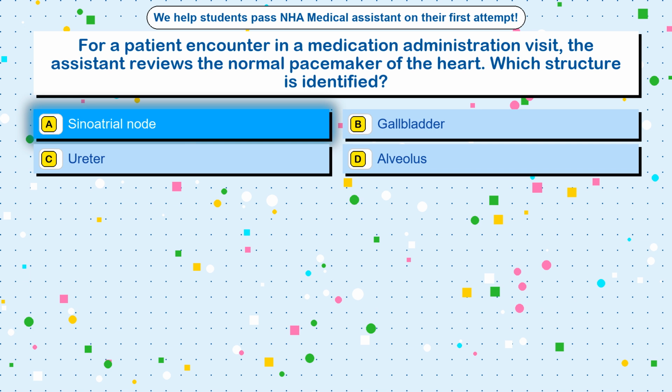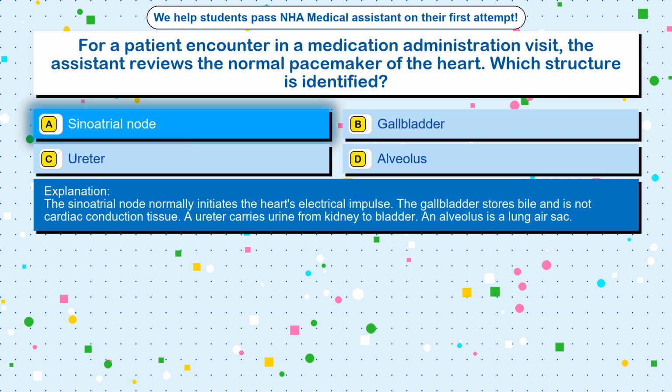Sinoatrial node. The sinoatrial node normally initiates the heart's electrical impulse. The gallbladder stores bile and is not cardiac conduction tissue. A ureter carries urine from kidney to bladder. An alveolus is a lung air sac.